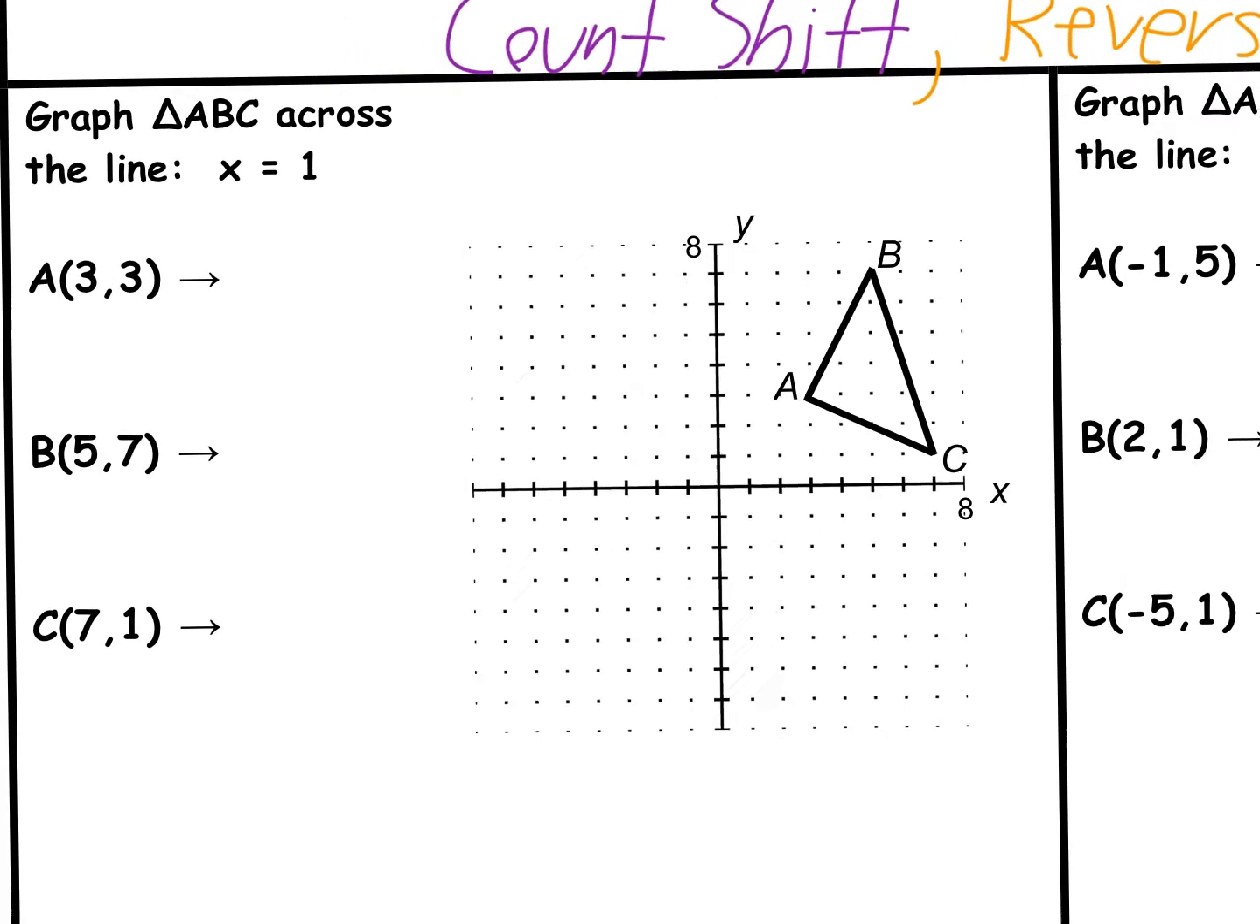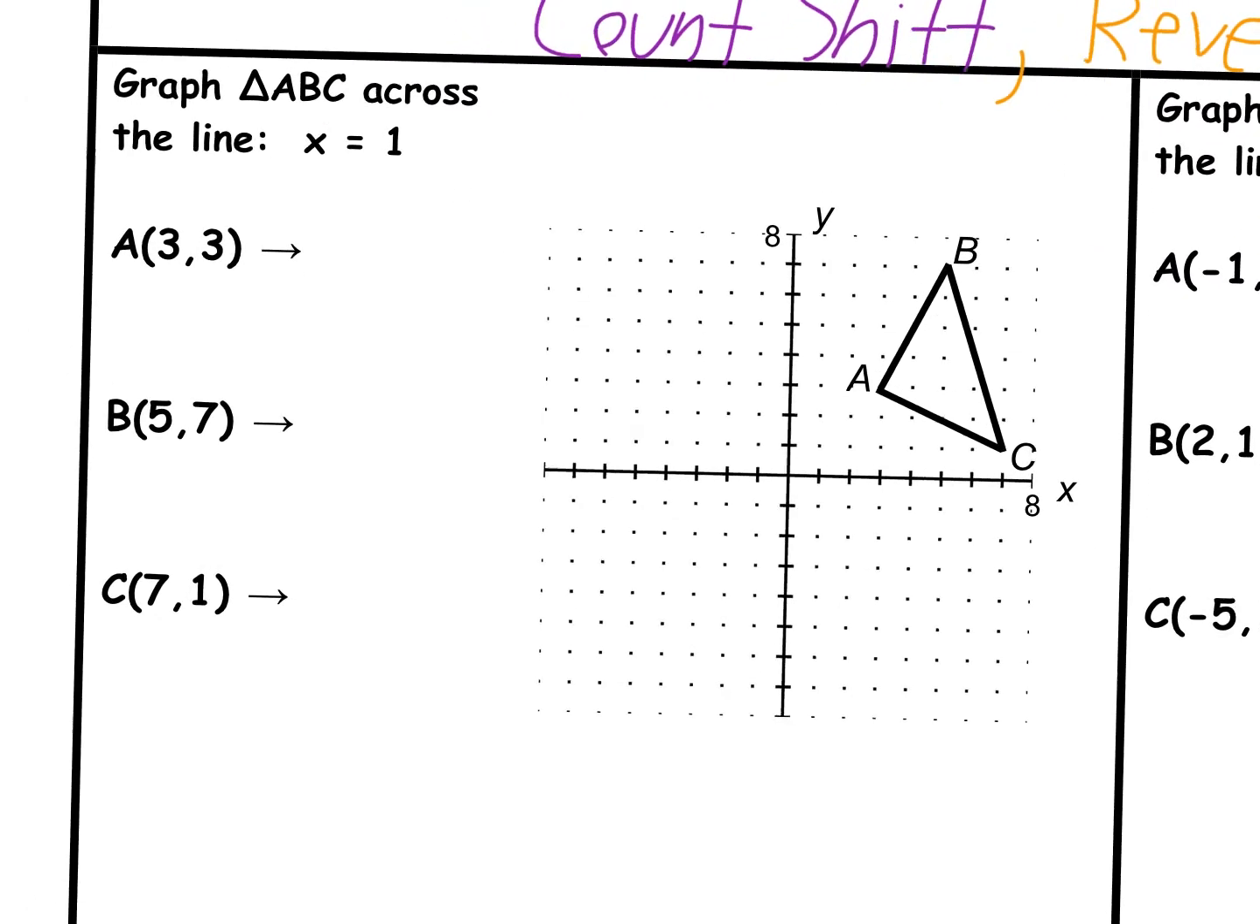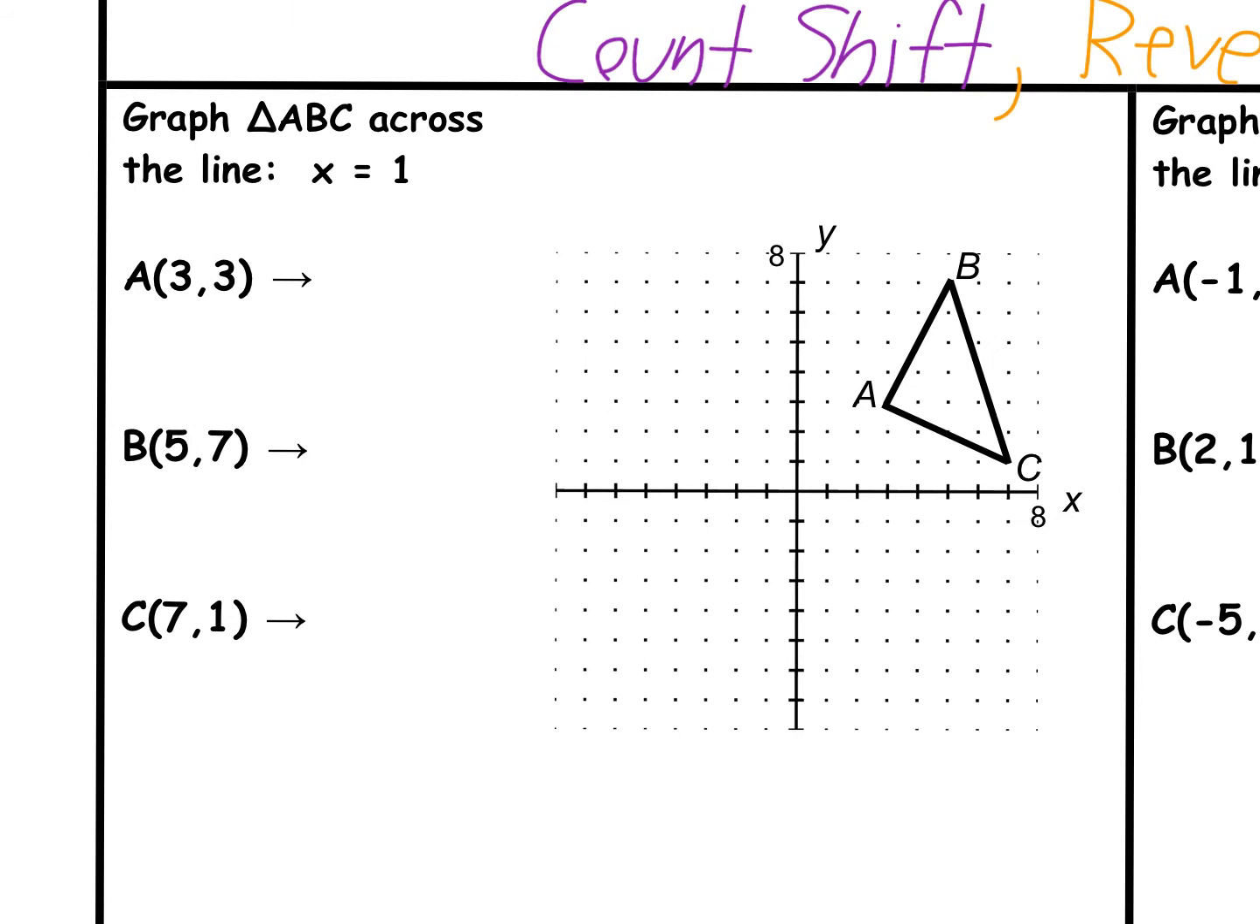Now, I'm going to use a few colors here. The only color that would be needed for turning in your work, answers on a test, answers on an assignment will be in blue. Everything else is there to assist you, to color code guides as you will. So we're going to graph triangle ABC across the line x equals 1. So I'm going to draw in x equals 1.